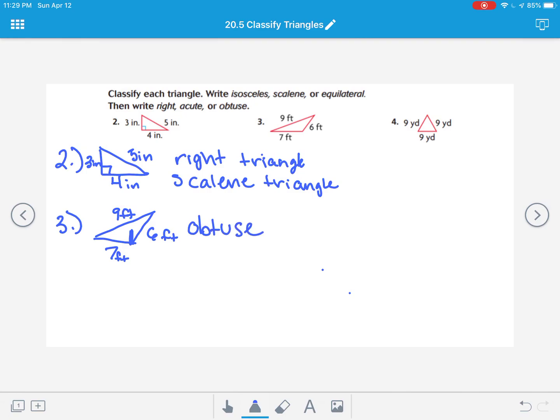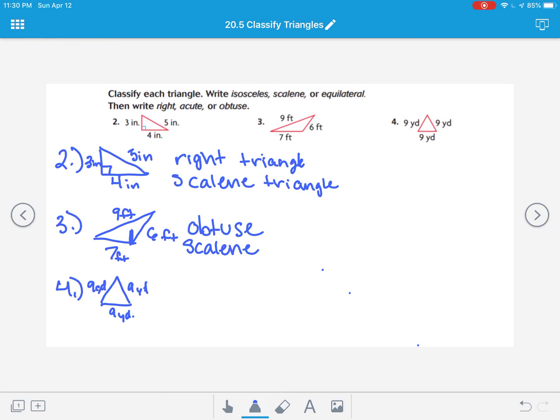Now we need to look at the sides and decide if it's isosceles, scalene, or equilateral. So I see 9, 6, and 7. No sides are equal. So again, we have a scalene triangle. And number 4. Number 4, we have a triangle that has 9 yard measurements all the way around.